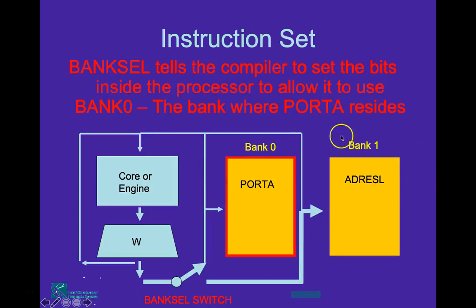This slide indicates the same thing. We have selected bank 0, and then we have this bank 1. We do not need bank 1, so that's why the bank cell switch is not connected to bank 1. It is only connected to bank 0, and under bank 0 we have this port A. So the purpose of bank cell is to tell the compiler to set the bits inside the processor to allow it to use bank 0, where port A resides.